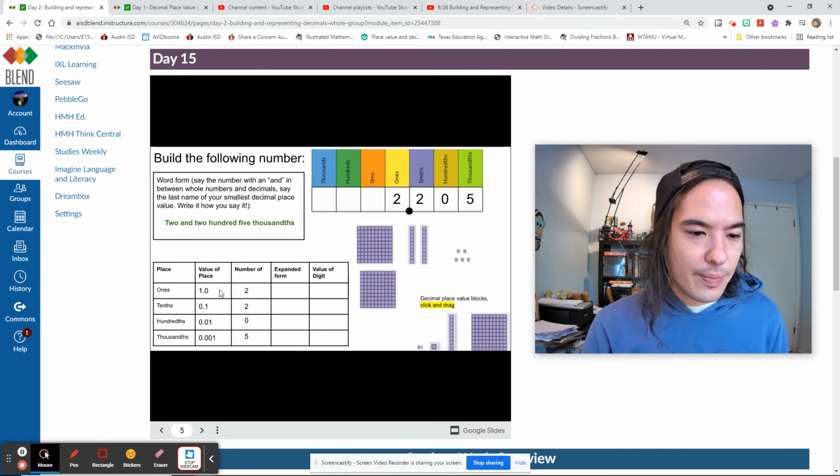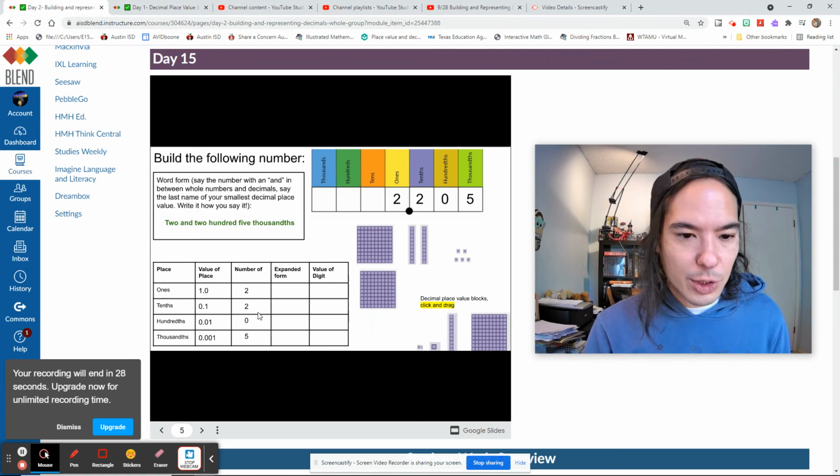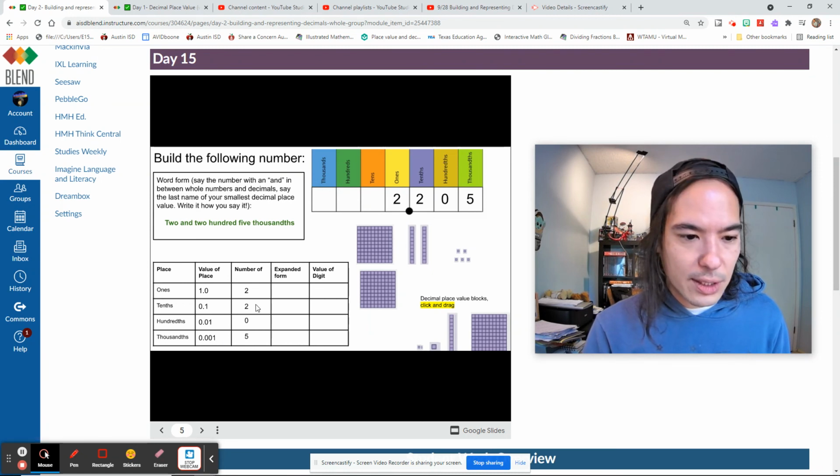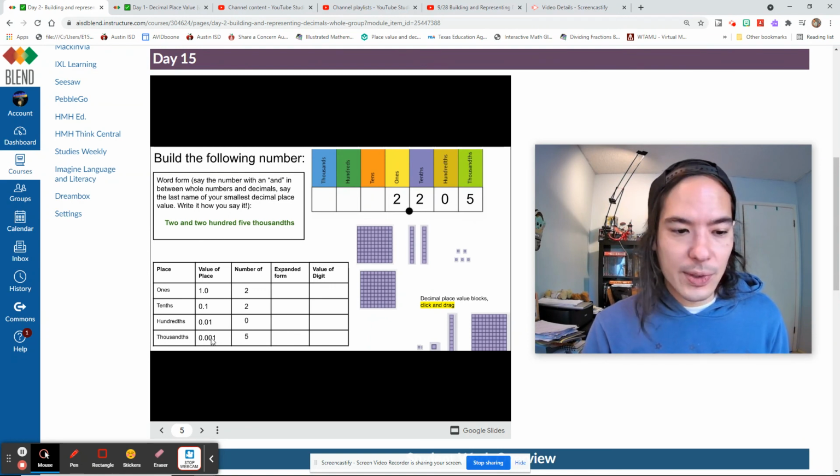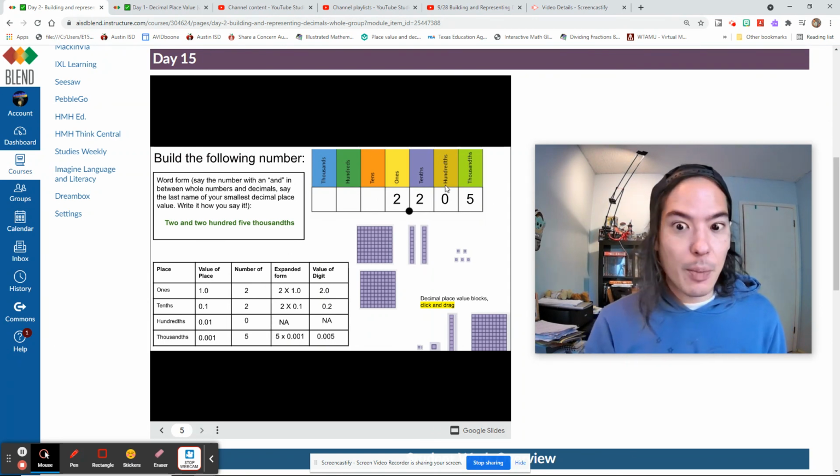In expanded form, we're going to take the value of 1 and multiply it by how many we have. We have 2 ones, so 2 times 1. For the tenths, we take the value of a tenth and multiply it by how many we have: 2 times 1 tenth. Finally, we don't have hundredths, so we look at thousandths. We have 5 thousandths, and we multiply that by 1 thousandth. So 2 times 1 is 2. 2 times 1 tenth is 2 tenths. 5 times 1 thousandth is 5 thousandths. So there's breaking down what we're looking at in multiple ways.